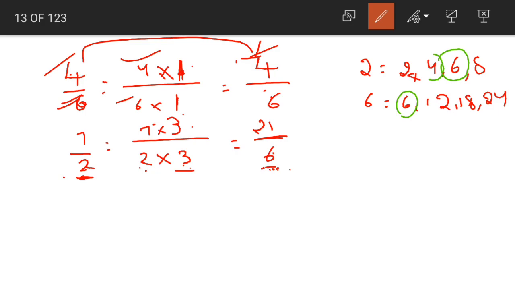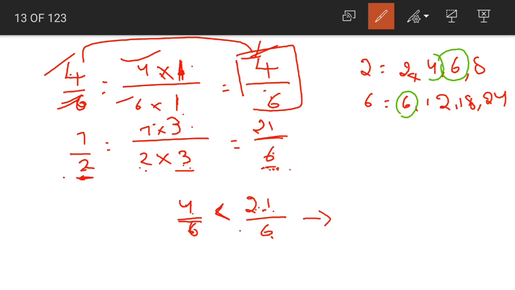Now what are our like fractions? 4 by 6 and 21 by 6. If we compare, both are having the same denominators. Yes children. So if we compare 4 by 6, if we compare the numerators, 4 is less than 21. So 4 by 6 is less than 21 by 6.